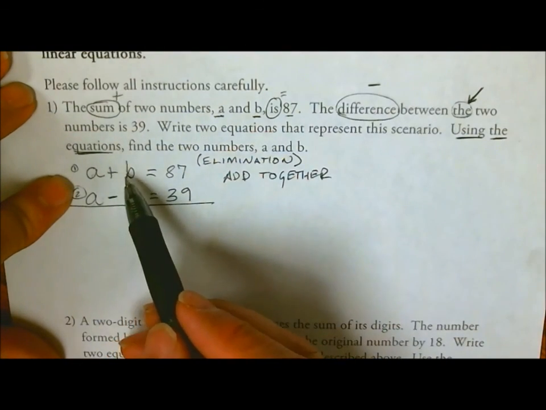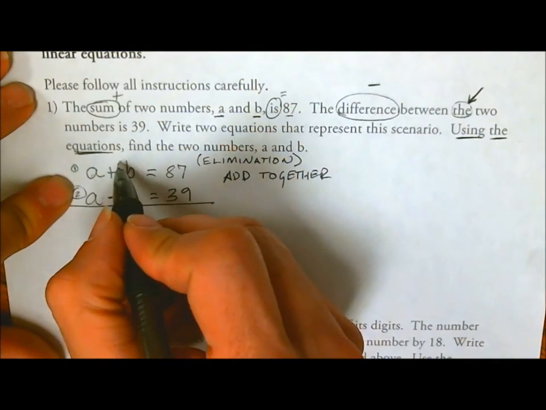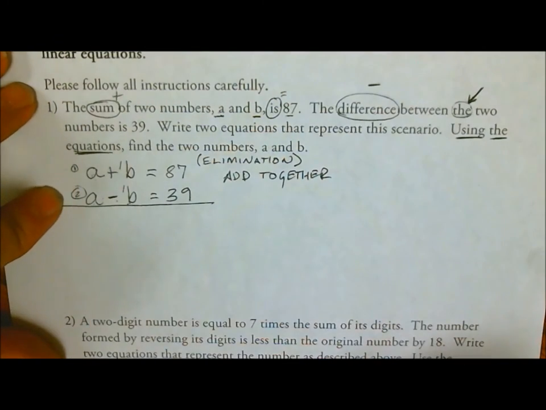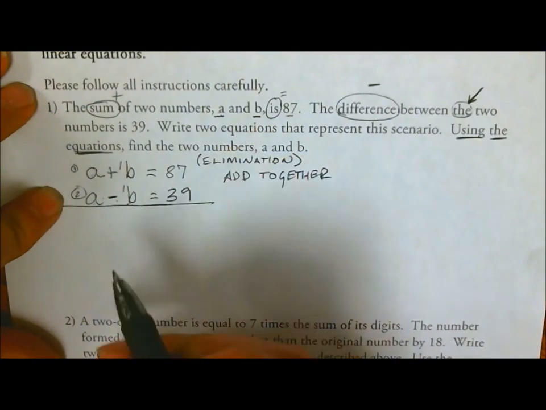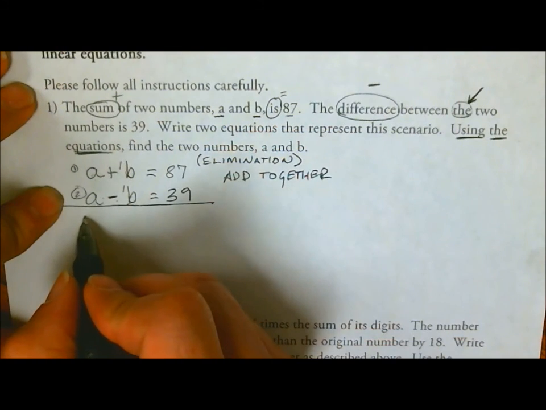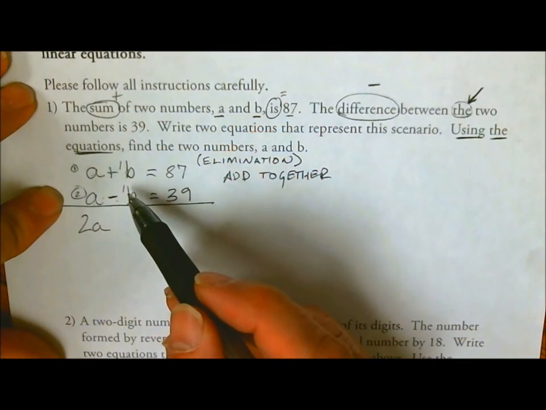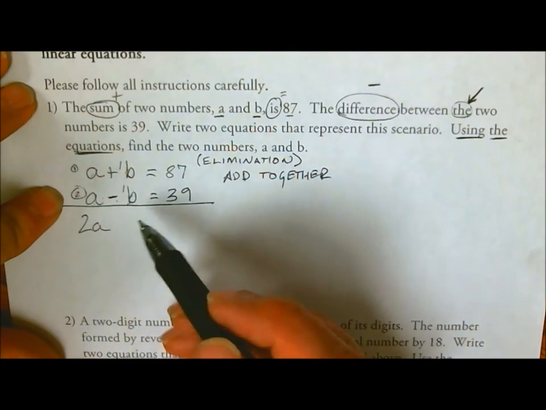So here we go. I notice that this positive b is exactly the opposite of this negative b, positive 1b and negative 1b. So if I add these two equations together, it will eliminate those b's. A plus a is 2a, and b plus a negative b is 0.